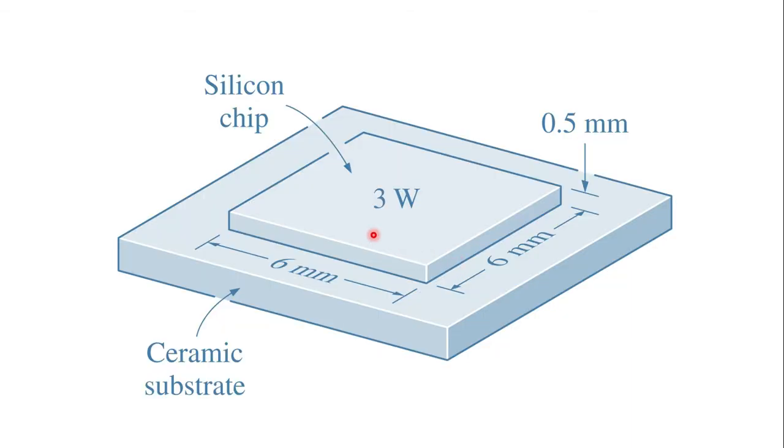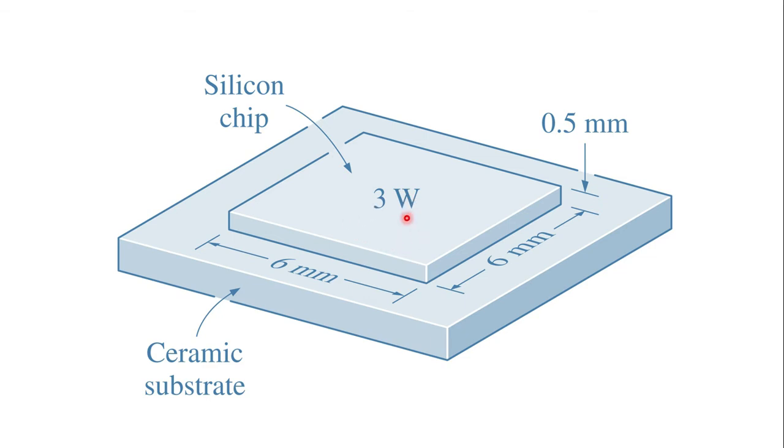So this is the silicon chip which is placed on top of the ceramic substrate, and the heat is being generated in this silicon chip which has the dimension of 6 millimeter in width, 6 millimeter in height, and 0.5 millimeter in depth. This is the 0.5 millimeter. The heat generation is also given in the question statement, and you have to determine the temperature difference between the surfaces of this silicon chip.